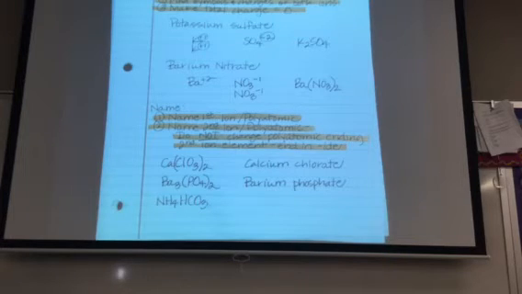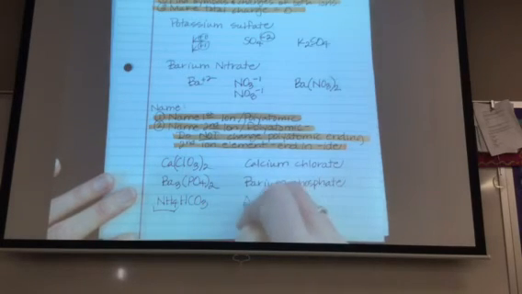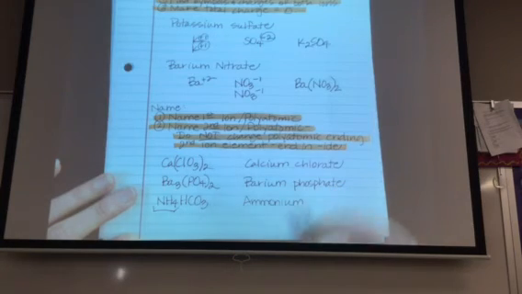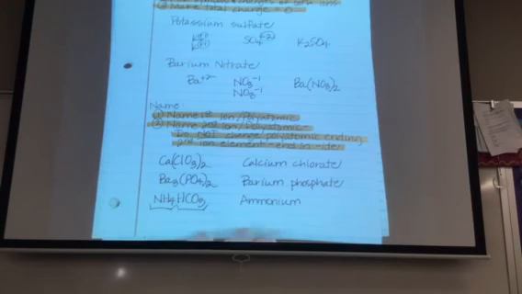FYI, there is one polyatomic positive ion that we will look at. If you look at the top of your chart, do you see it? Ammonium. NH4 is ammonium. So this is ammonium, and then what's the second part? Bicarbonate.